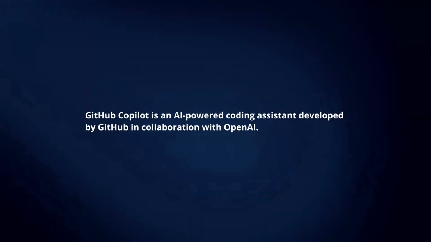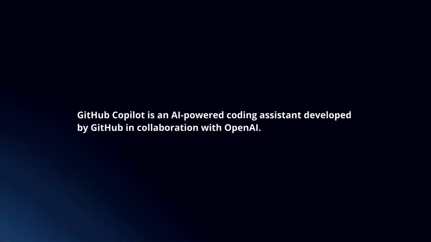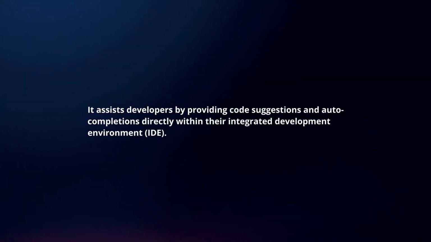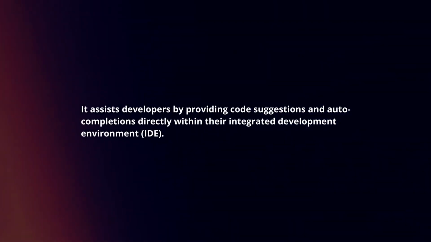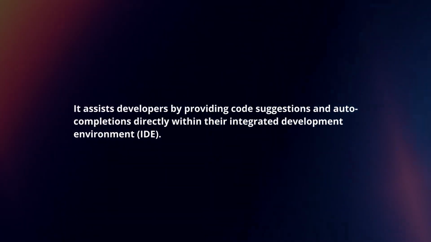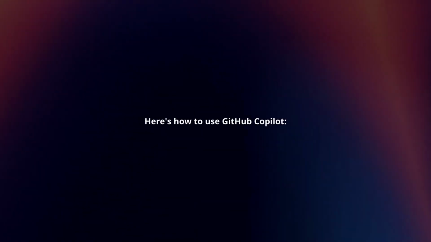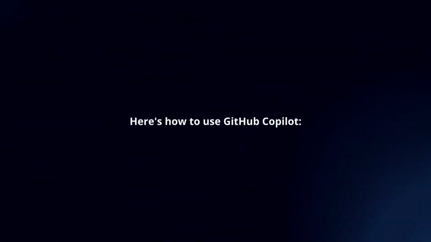GitHub Copilot is an AI-powered coding assistant developed by GitHub in collaboration with OpenAI. It assists developers by providing code suggestions and auto-completions directly within their integrated development environment. Here's how to use GitHub Copilot.